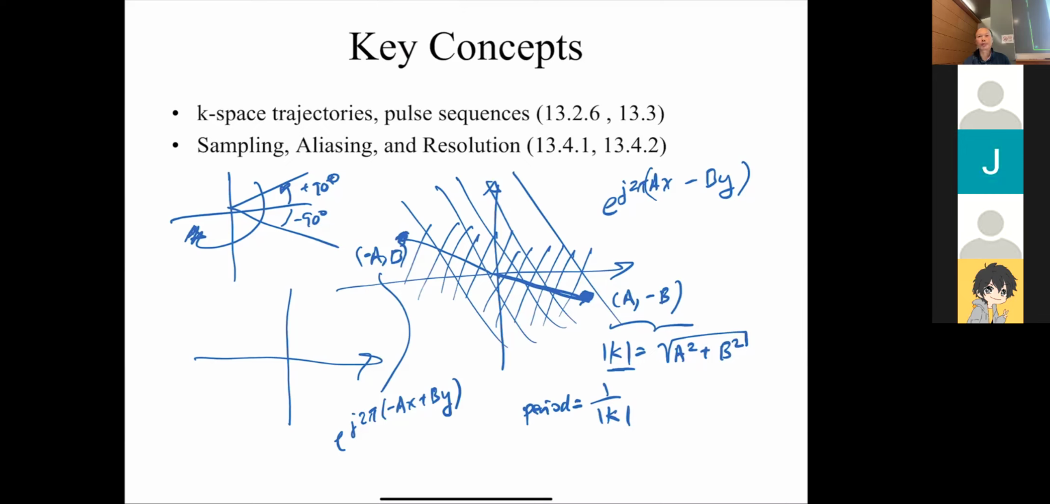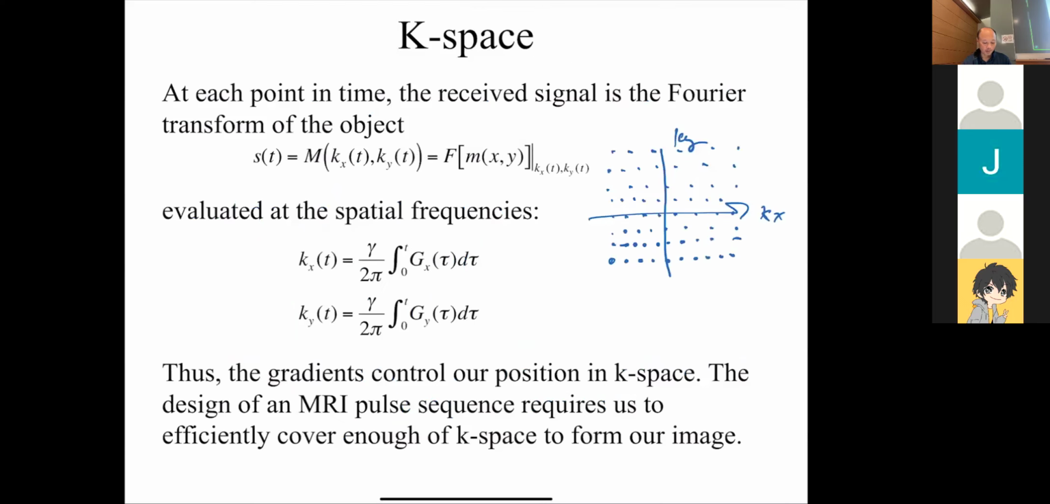Any other questions? Okay, so just to remind you, that's a mini review of K-space, and that's what we're going to be talking about. We've done a lot of heavy lifting up to this point, and the whole point is that the gradients control where you are in K-space. So the design problem today is how do we design those gradients to move us around in K-space, and how far out in K-space do we need to go? How do we sample K-space?